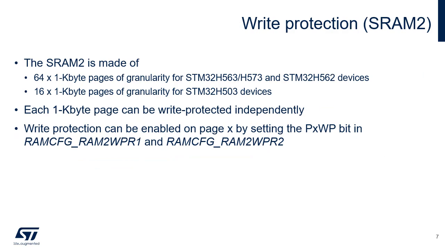The SRAM2 is made of 64 1 kilobyte pages. Each 1 kilobyte page can be write protected by setting its corresponding PXWP bit in the RAMCFG SRAM2 write protection 1 and 2 registers. Two registers are necessary to form a bitmap of 64 bits. The consequence of attempting to write a protected page is that the SRAM controller returns an error response to the AHB master. When this master is the Cortex-M33 CPU, this error causes a bus fault exception. When this master is a DMA channel, this error is interpreted as a DMA transfer error.